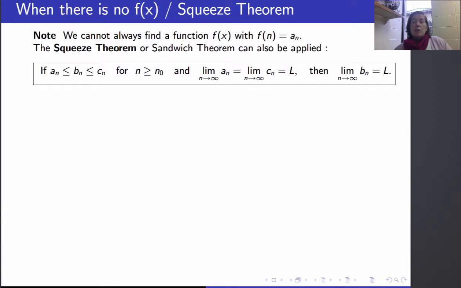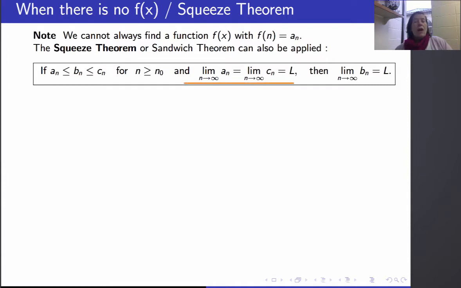If I have three sequences with nth terms a_n, b_n, and c_n, and suppose the nth term for a is always less than or equal to the nth term for the b sequence, which is always less than or equal to the nth term for the c sequence. Suppose this is true for any n greater than or equal to 0, then the limit as n goes to infinity of a_n must be less than or equal to the limit of b_n, which must be less than or equal to the limit of c_n.